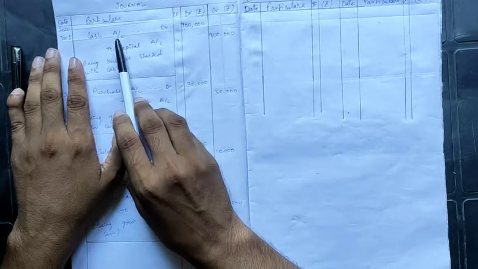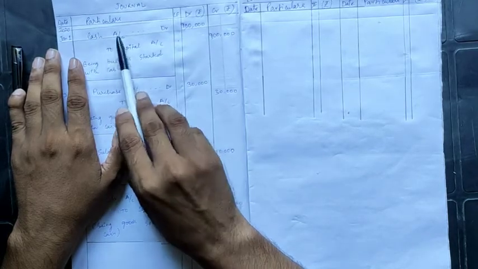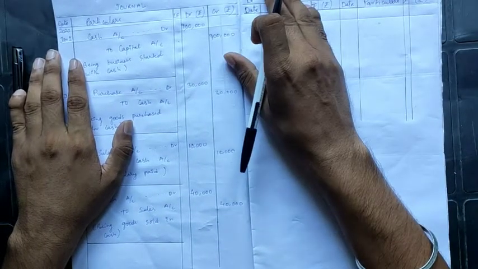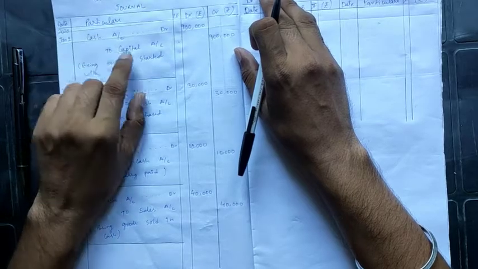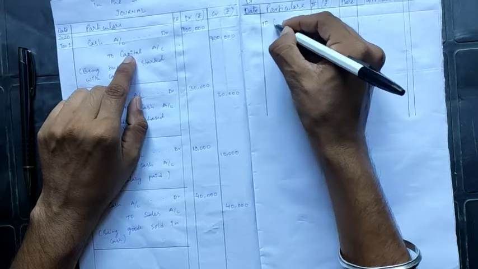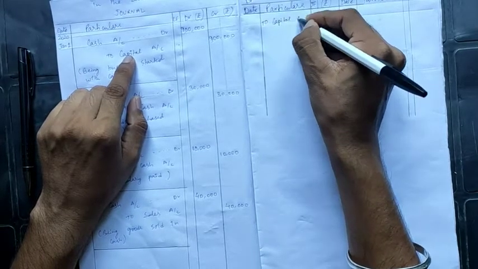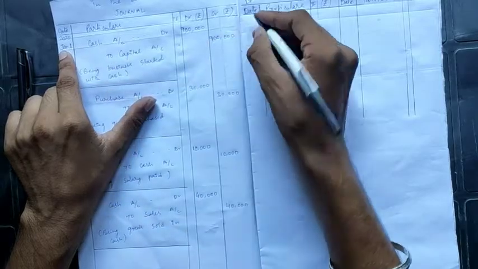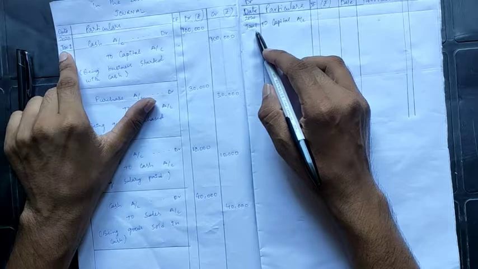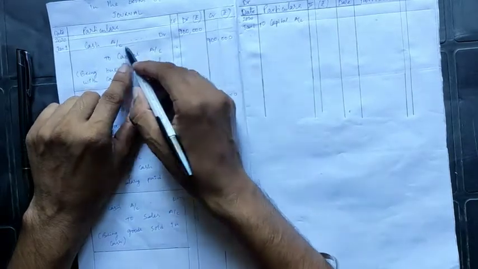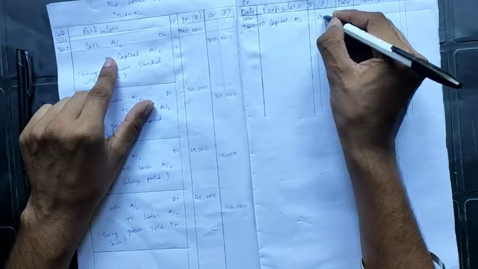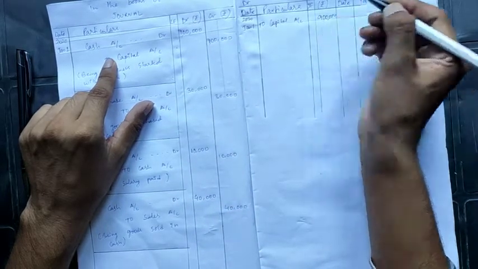What is cash? Cash has been debited, so we'll come to the debit side and record the transaction there. It is debited by capital, so we'll write to capital account. What is the date? First we'll write 2020, then Jan 1, 1st January, to capital. What is the amount? Straight towards capital, that is 9 lakh, so we'll write in the rupees column 9 lakh.